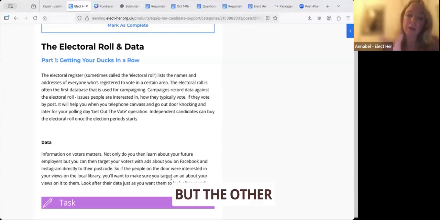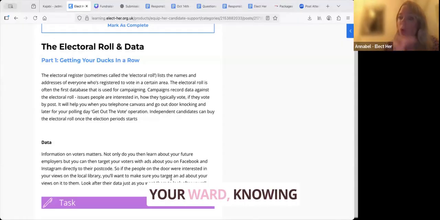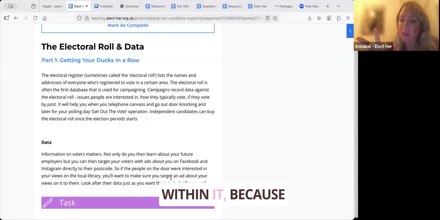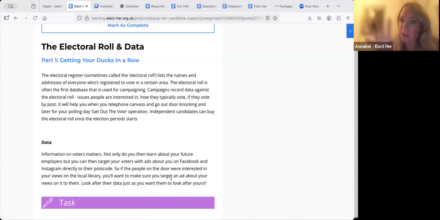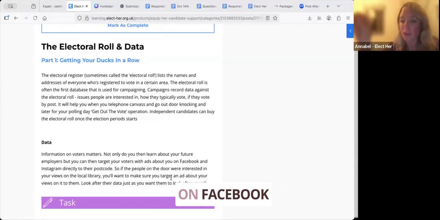But the other thing we talk about here is how you end up targeting during the campaign, targeting Facebook and Instagram ads. And you can do that by postcodes. So one of the pieces about understanding your patch and knowing your ward, knowing your constituency, is knowing the postcodes that sit within it, because those postcodes pay dividends in the long run. You can target on Facebook and Instagram literally by a road.